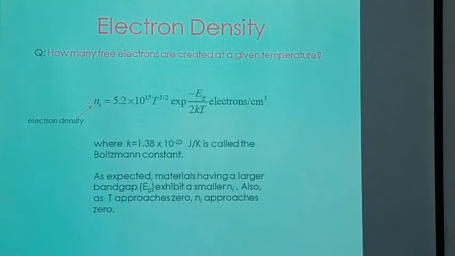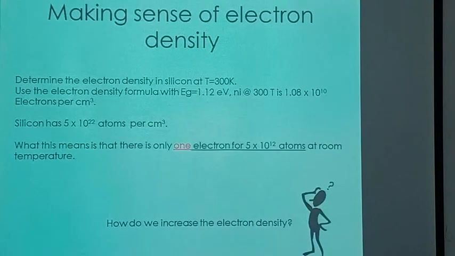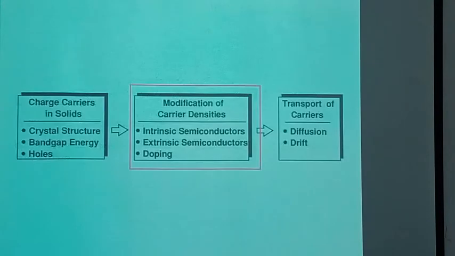Also, as temperature approaches 0, the electron density approaches 0. So, how can we increase the electron density? Why do we want to increase the electron density? There is only one electron for every 5 to 10 raised to 12 atoms at room temperature. So we want to increase the electron density of that particular material, that is, the semiconductor.